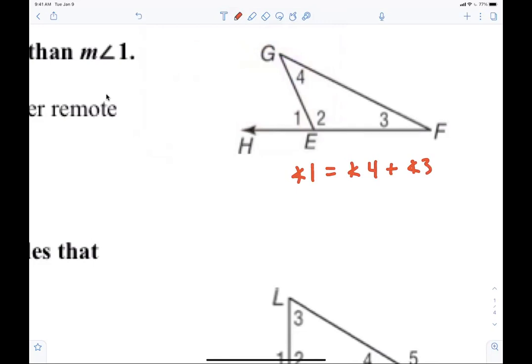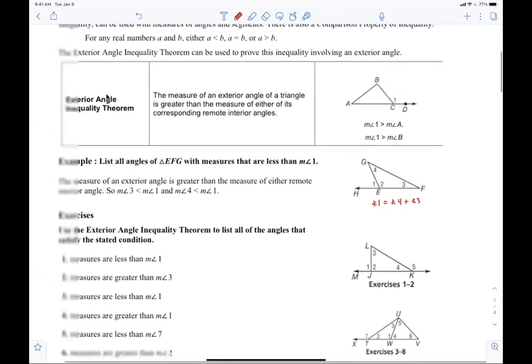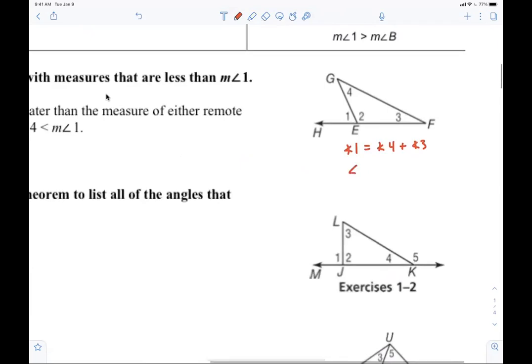So guess what? The exterior angle inequality theorem says, fancy words, it just basically says angle 1 is an exterior angle that's greater than angle 3. It says angle 1 is greater than what other angle? 4. That's the exterior angle inequality theorem.